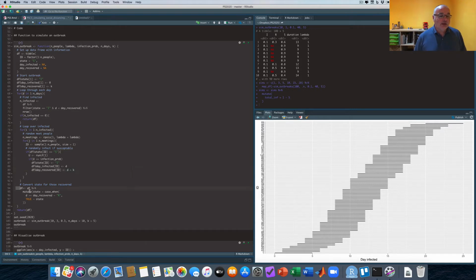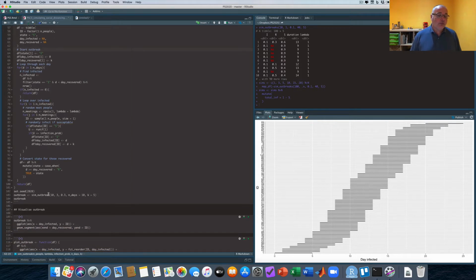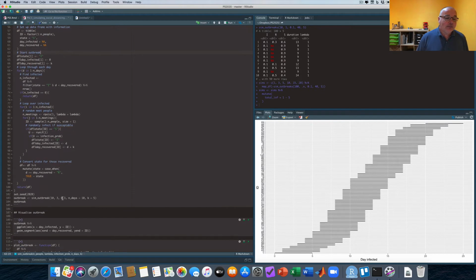The next thing I do is look at anyone who has been infected for K days, and we take them from I to R, for recovered. So there's my function. We're going to set a seed so you can try it at home and get reproducible results. We're going to do an outbreak with 10 people, and 3 is the lambda. So on average, they meet 3 people a day while they're infected.